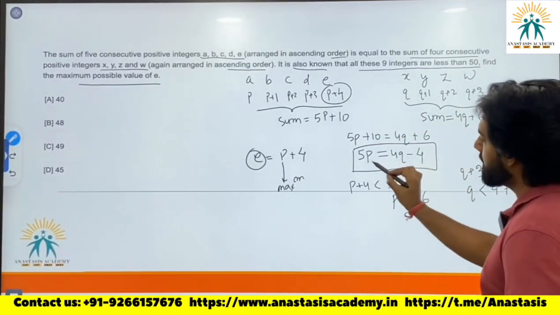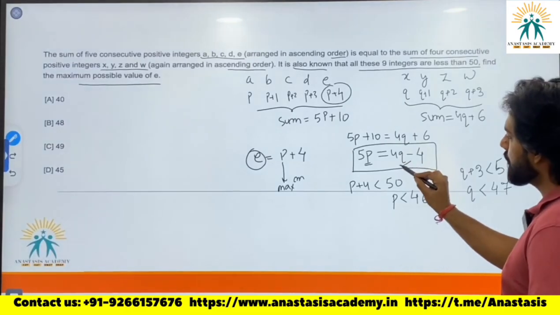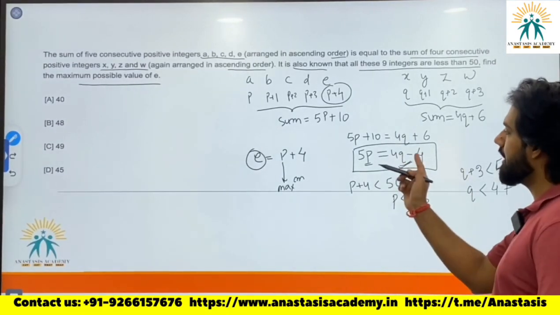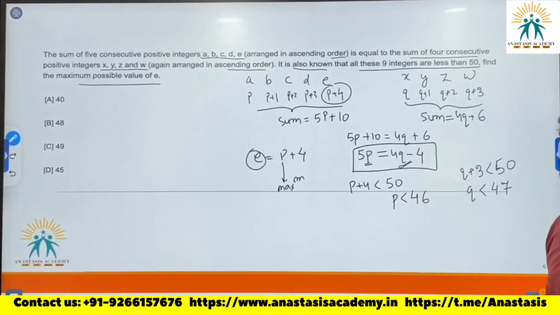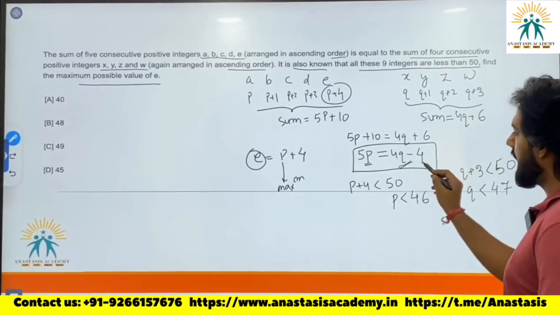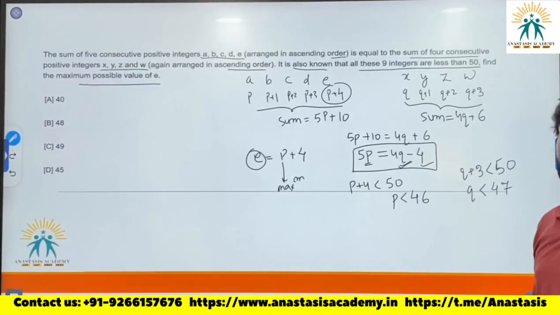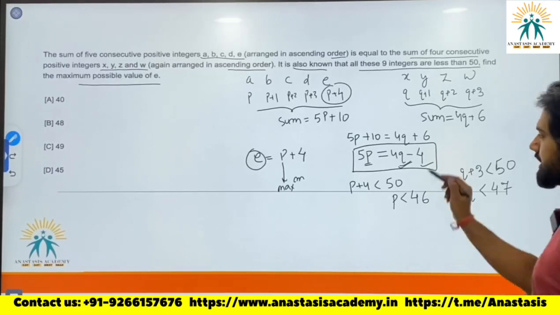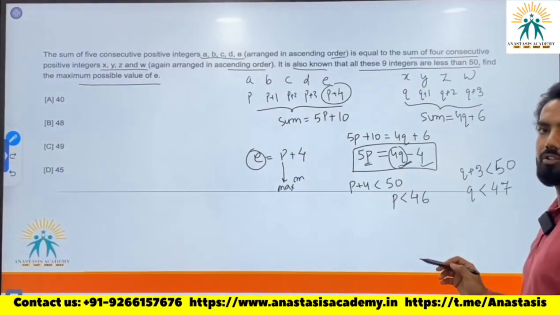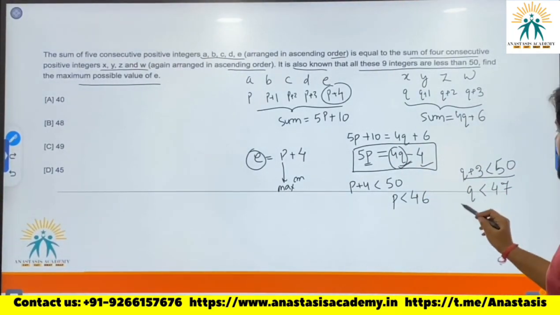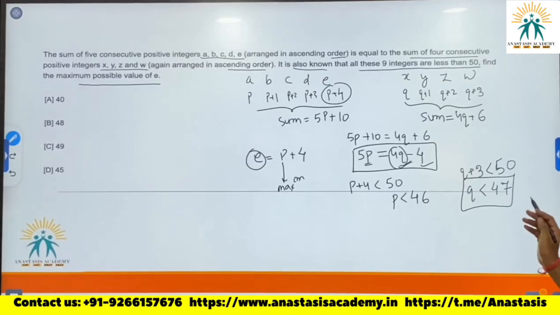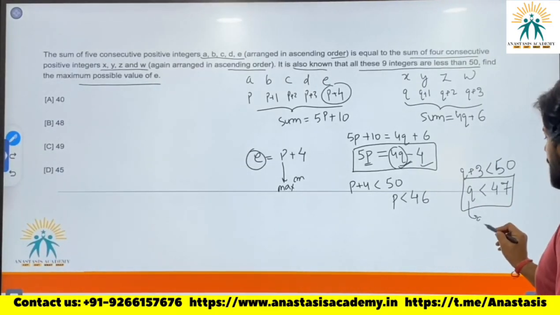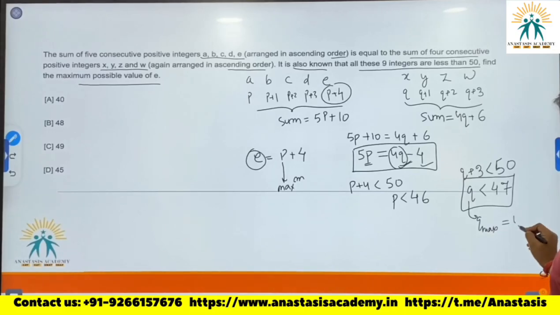For p to be maximum, q has to be maximum, because the relation between p and q is 5p is 4q minus 4. This constant 4 is subtracted from 4q, so this number has to be as large as possible, and the value of q is less than 47. So the maximum value of q can be 46, because q has to be an integer and it has to be less than 47.